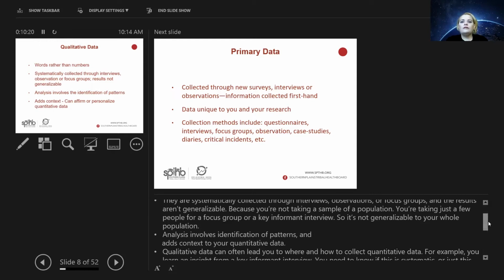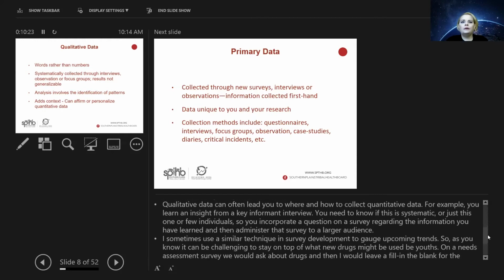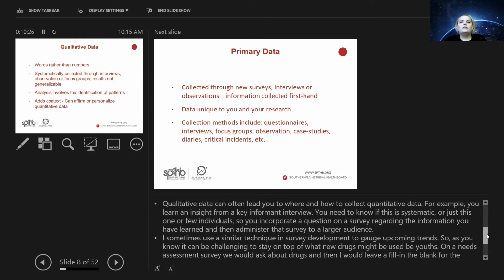Analysis involves identification of patterns and adds context to your quantitative data. Qualitative data can also lead you to where and how to collect quantitative data. For example, you can learn insight from a key informant interview. You need to know if this is systematic or just from one or two individuals. So you can incorporate a question onto a survey regarding the information you've learned, and then administer that survey to a larger audience.